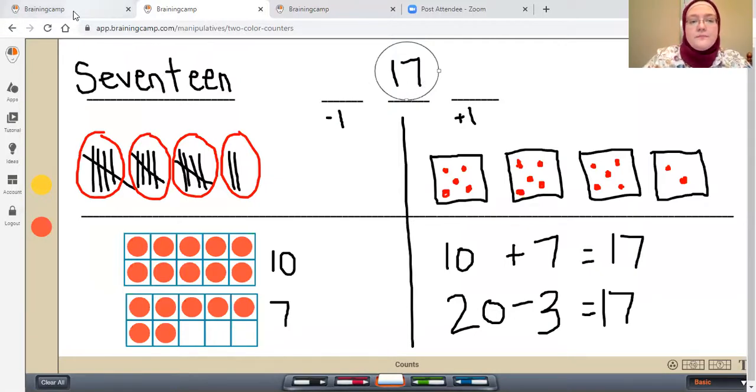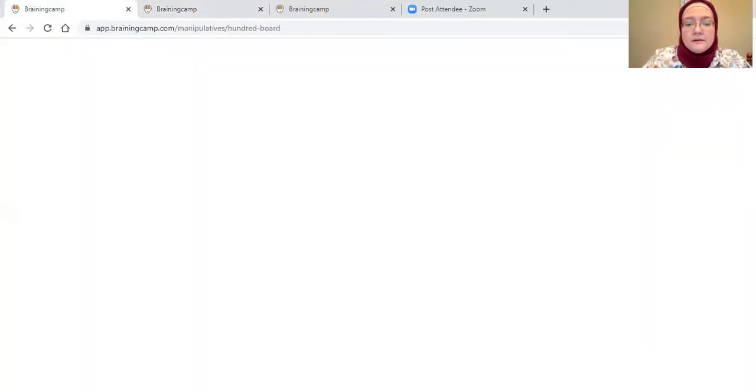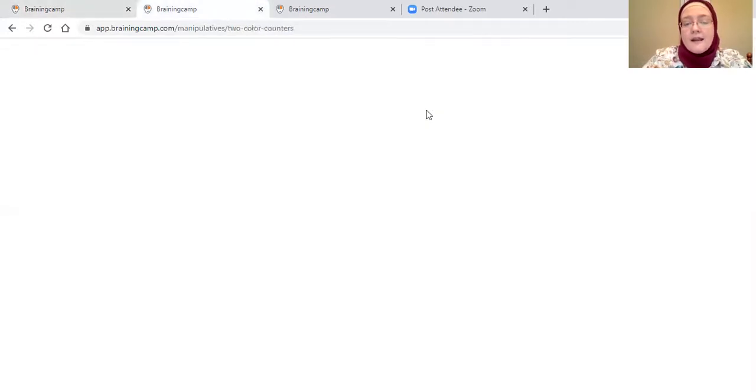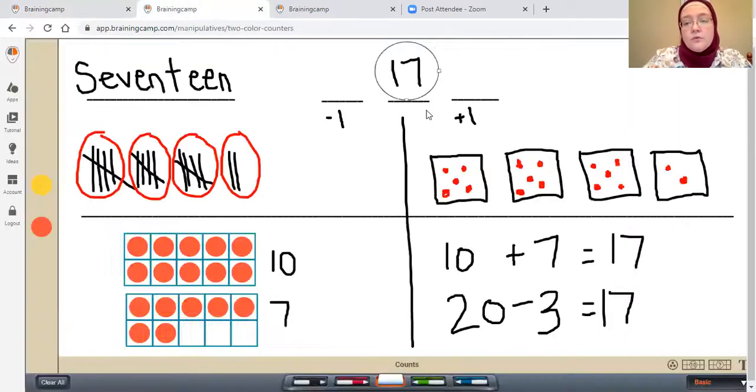Let's go look. Here's our 17. What if we take 1 away from the 17? What number do we land on? That's right, 16. So in our 1 less and our 1 more, whew, computer's really slow, we can go ahead and put in our 16. 1 less would be a 1 and the 6 make 16. 16 is 1 less than 17.